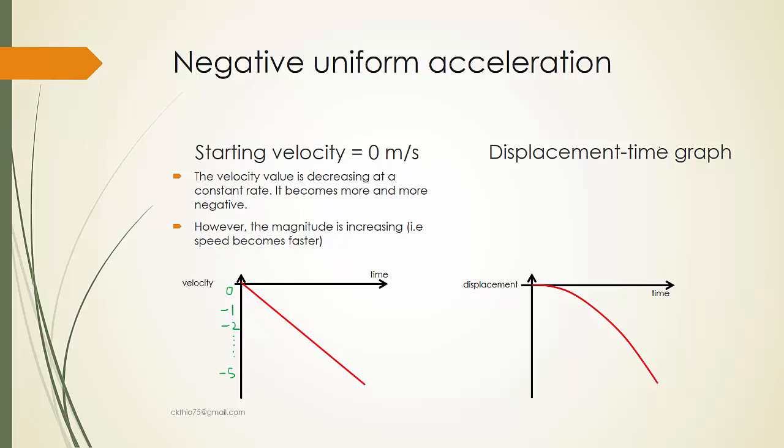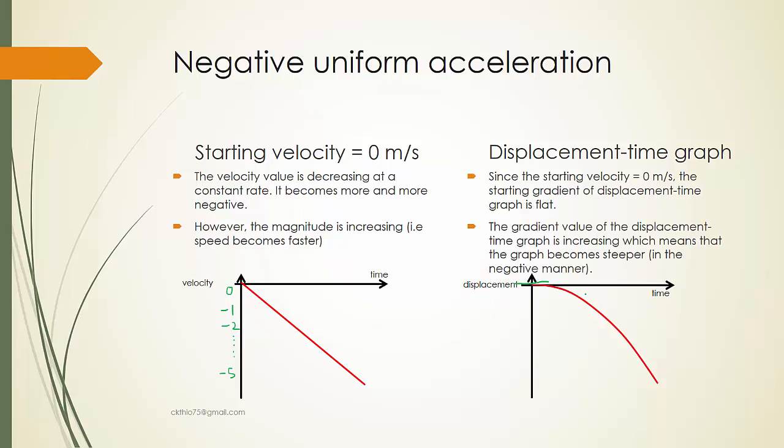So for the displacement time graph, you find that it's actually the flip of the previous case. Since your starting velocity is 0 meters per second, the gradient is 0, but it will become more and more negative. It means that the graph becomes steeper and steeper, but in a negative sense, a negative gradient. That's why the curve looks like this picture.